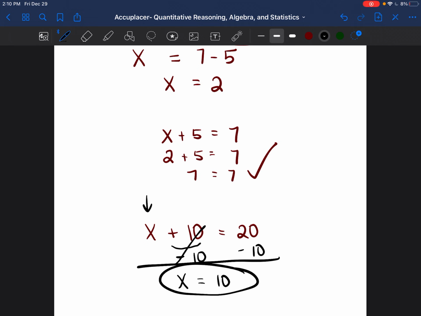Our answer is 10. Does that work out? x plus 10 is equal to 20. 10 plus 10 is equal to 20. Is that true? Yep, it is true. So we got the right answer.